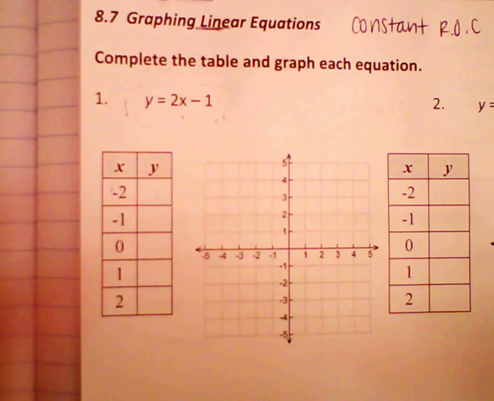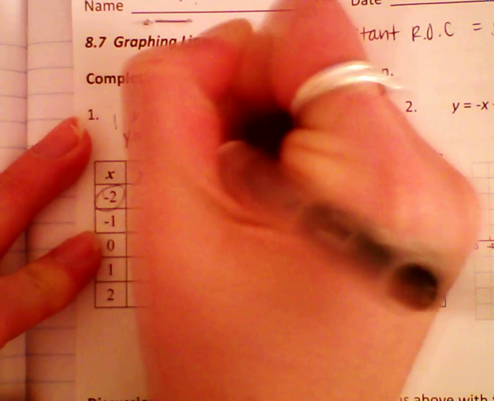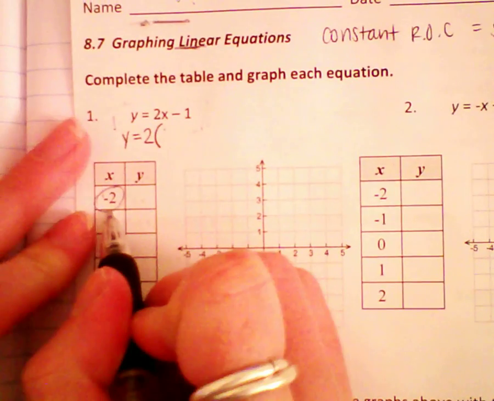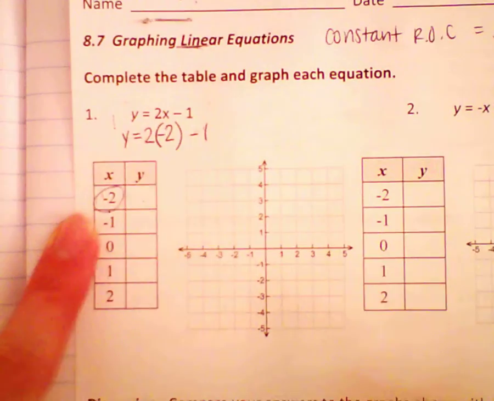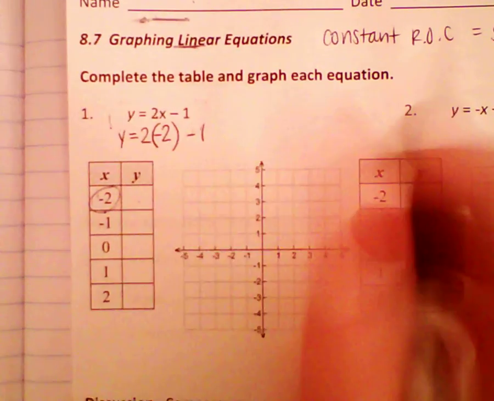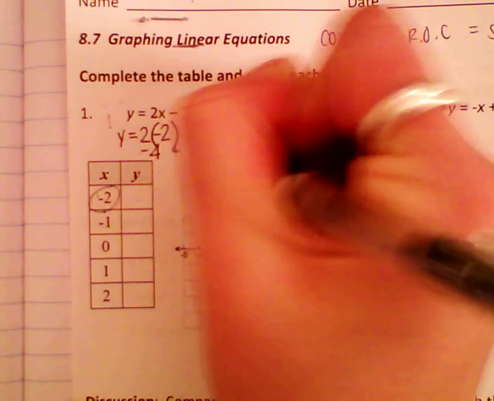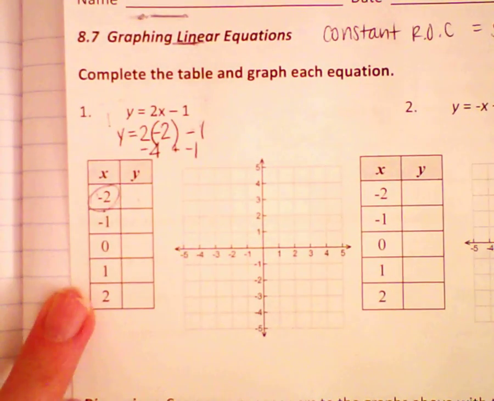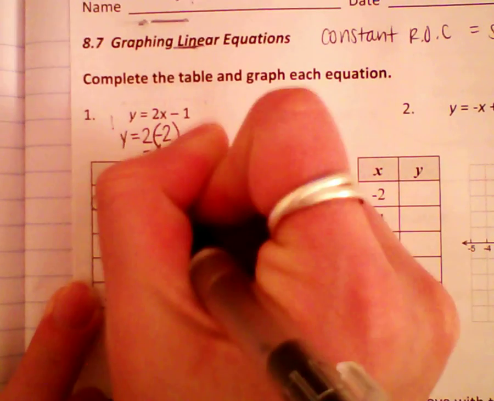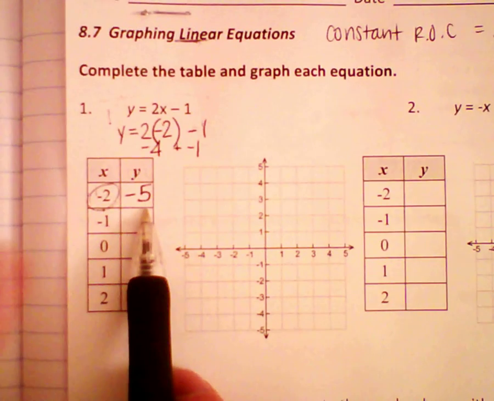If I have y equals 2x minus 1, and I'm substituting in negative 2 for x, I'm going to do y equals 2 times, now I'm plugging in for x, negative 2, minus 1. And I know that when these are touching, it means multiplication. 2 times negative 2 is negative 4 minus 1. It's kind of like adding the opposite. So negative 4 plus negative 1, y equals negative 5. So my output, when I put in negative 2, I get out negative 5.